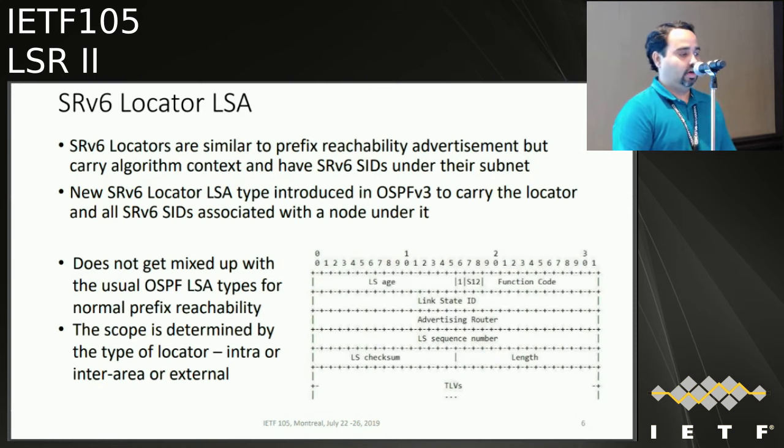Next, we come to the SRv6 locator LSAs. SRv6 locators are similar to prefix reachability, but they carry the additional algorithm context, and we have the SIDs instantiated under the locator. Earlier today, we talked about the scenarios where we may not always advertise a prefix reachability for some of the SRv6 locators.